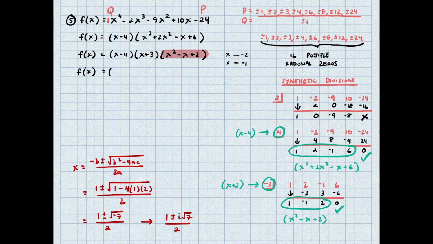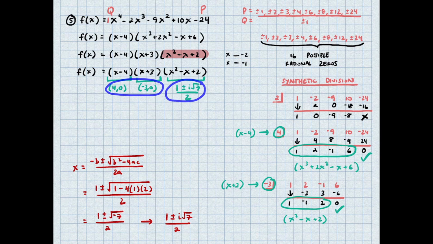We have f of x is equal to x minus 4 times x plus 3 times x squared minus x plus 2. It turns out this last part was not factorable. Here we have one real zero of 4, 0. Here we have another real zero of negative 3, 0. And here we have two complex solutions, or two complex zeros, and we have 1 plus or minus i root 7 over 2. So we have two real and rational zeros and two complex zeros for a total of 4 zeros since we have a quartic function.